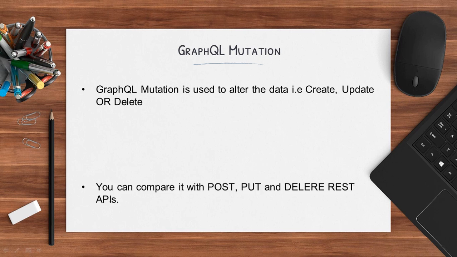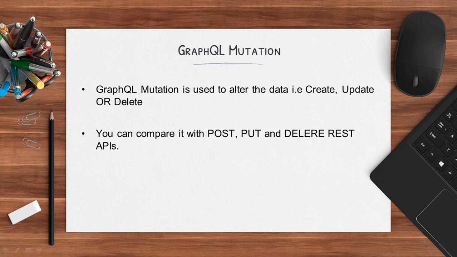Now let's take the example of REST APIs to understand the GraphQL mutation. In REST APIs we have different HTTP methods, like the HTTP post method to create the data, put method to update the data and HTTP delete method to delete the data. In the same way, in GraphQL we use mutation to create, update or delete the data. So in short, we use mutation to alter the data in GraphQL.